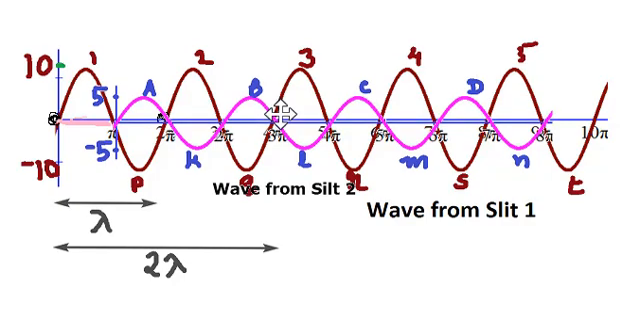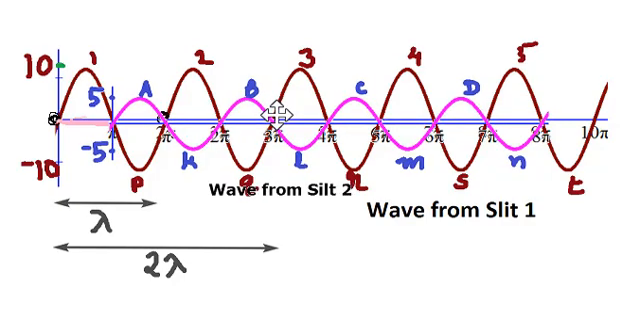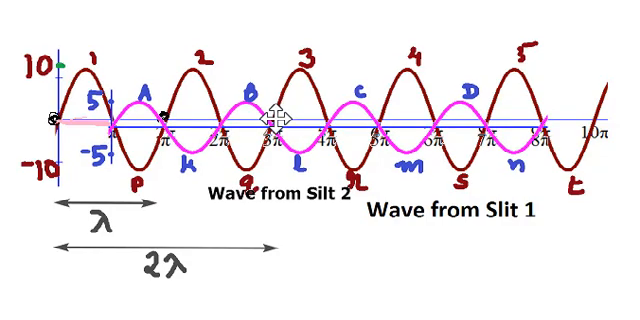Then you see the crest 2 of the first wave is falling on the trough K of the second wave. At that point you have plus 10 and minus 5. So at that point amplitude will be plus 5. So you have a new wave which goes from minus 5 to plus 5.